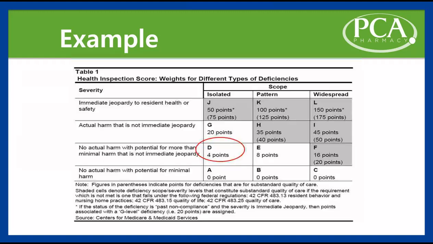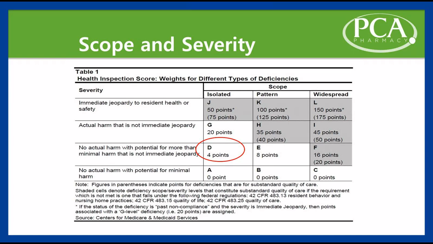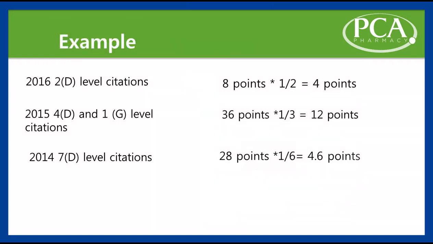In 2014, there were 7 D-level citations. Again, those are each 4 points, so that would be 28 points. Multiplied by a factor of 1/6 gives us 4.6 points for a total score of 20.6 points.